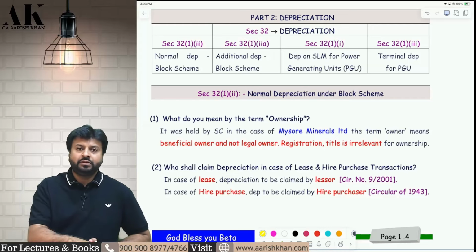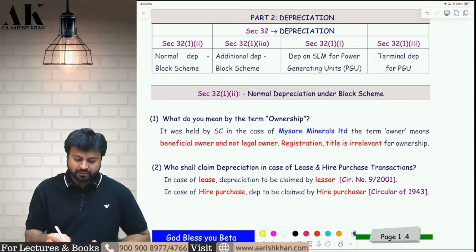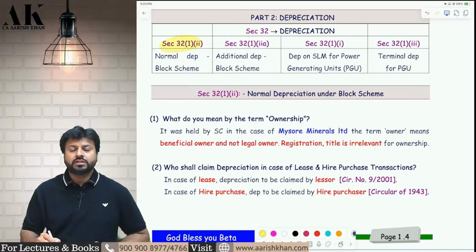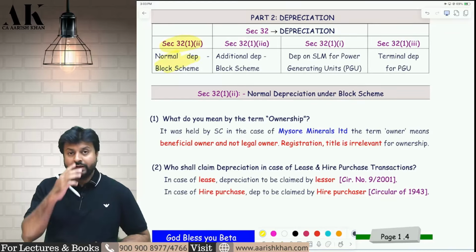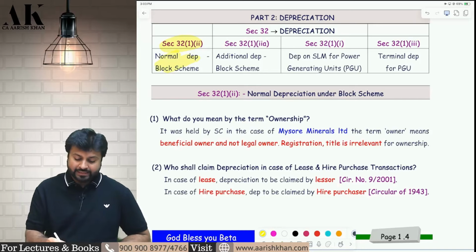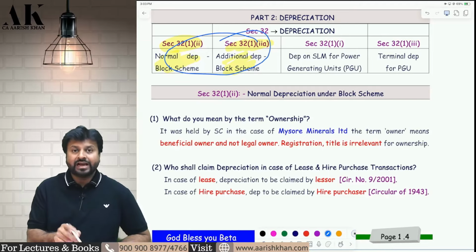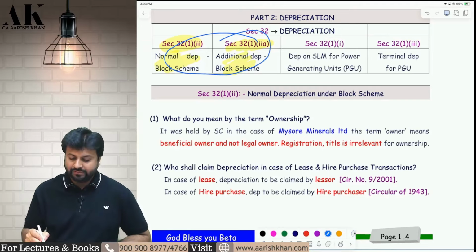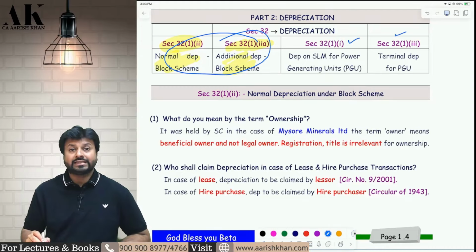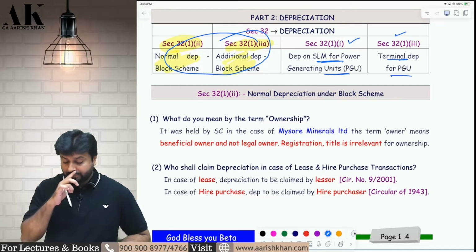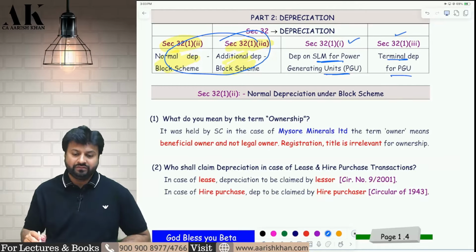First of all, there are 4 types of depreciation under the income tax law. First is section 32(1)(ii), called normal depreciation under the block scheme. Second is section 32(1)(iia), called additional depreciation under the block scheme. These first two depreciations are on WDV basis, not on SLM basis. The third and the fourth are SLM depreciation, only for power generating units, and terminal depreciation for power generating units, which we will see at the end of this part.